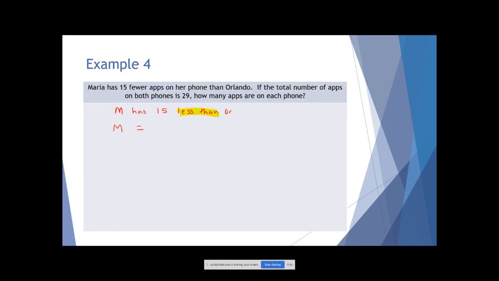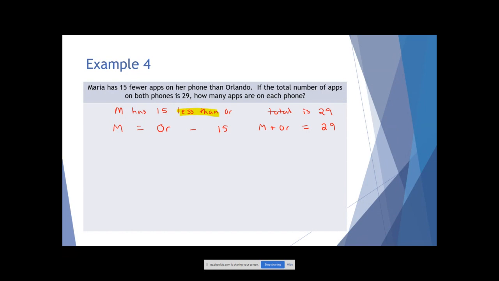So I'm going to just say Orlando minus 15. So I've got that translated. Now I've got if the total number of apps on both phones is 29. So total is 29. Total means you're adding everything together. So that would be Maria plus Orlando. Word is equals, and then 29.